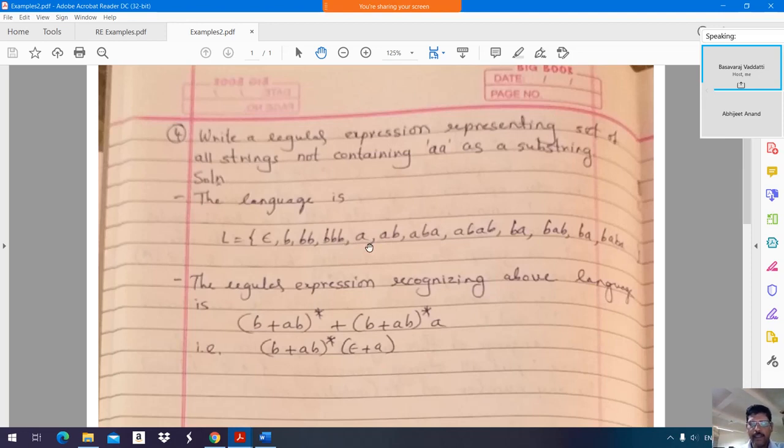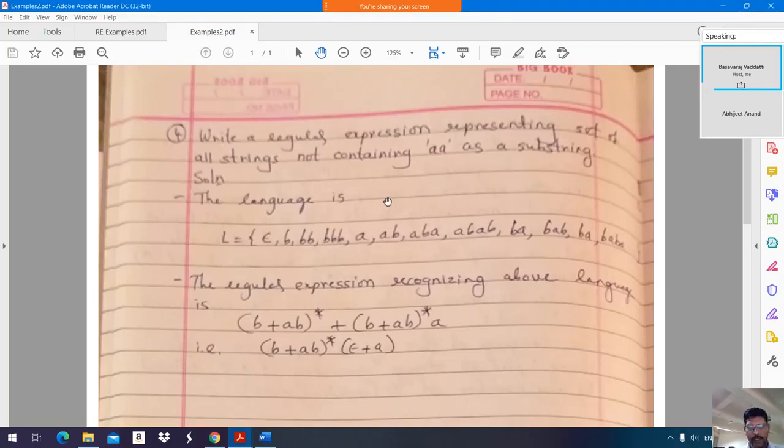Then it can accept A, or AB, or ABA. Look here, ABA does not have AA as a substring. B is separating A and A. Similarly, AB, BA, BAB, and so on. All these are the valid strings of this particular requirement.